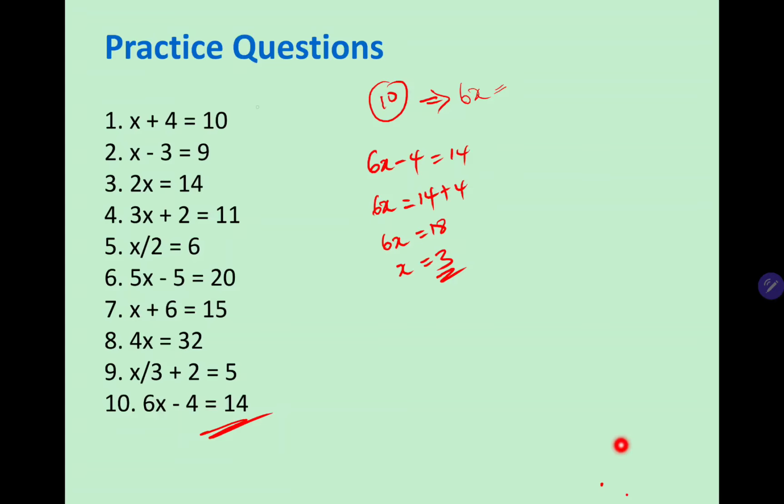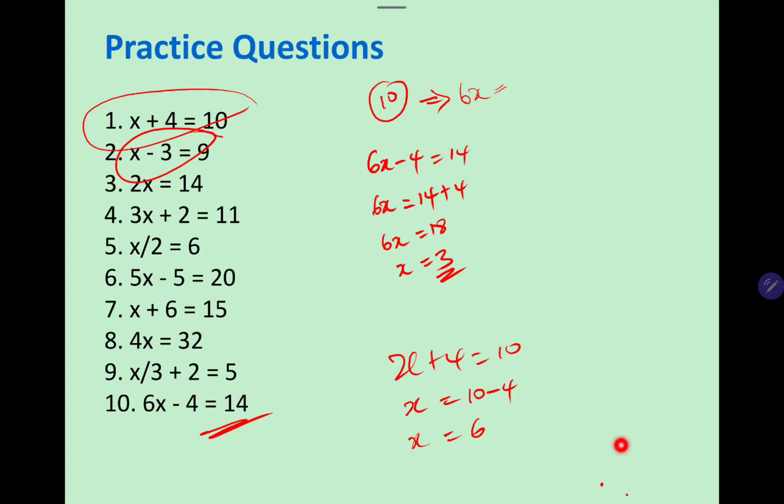Let's see this number 1. x plus 4 is equal to 10. So we say x is equal to 10 minus 4 and x is equal to 6. Okay, these are not things you need a calculator for anyway. We look at the number 2. x minus 3 is equal to 9. x is equal to 9 plus 3, and x is equal to 12.